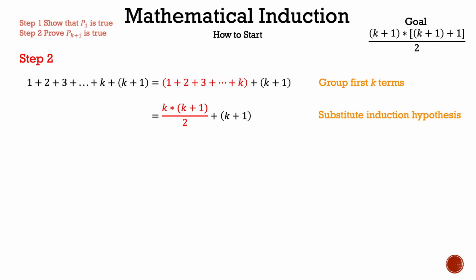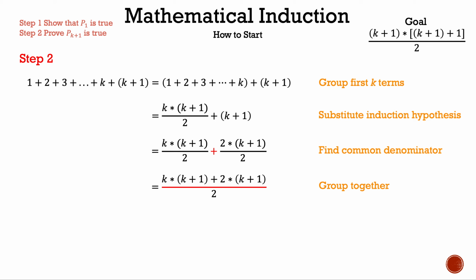Now, let's move on to our next step. If we remember our goal, we only have one fraction. So let's manipulate what we have so we can make it one fraction. So we found a common denominator, which is 2, and multiplied the second quantity of k plus 1 by 2 over 2, which is 1. Now, let's group these two fractions together since they have a common denominator of 2. Now, we're going to factor out a k plus 1 since there's a k plus 1 on the left side of the plus sign and on the right side of the plus sign.